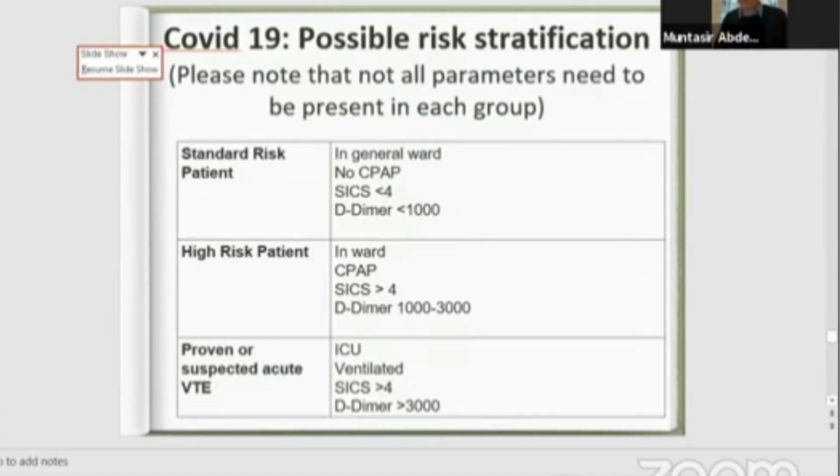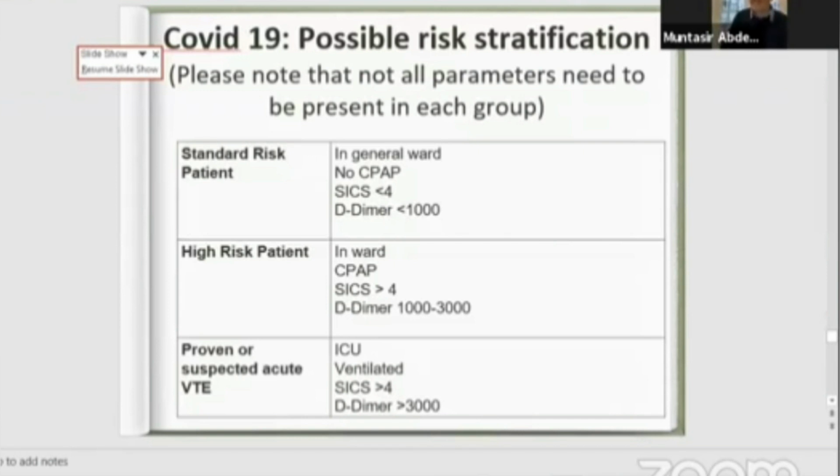Then the high-risk patient, I put here the ward, but usually in HDU, the high dependency unit. Usually on CPAP, the sepsis-induced coagulopathy score is more than 4, and D-dimer between 1,000 and 3,000. And finally, the very high risk one, which is likely to have a PE, and you might want to treat empirically for PE, is a patient who is in intensive care, ventilated, sepsis-induced coagulopathy score more than 4, and D-dimer more than 3,000.